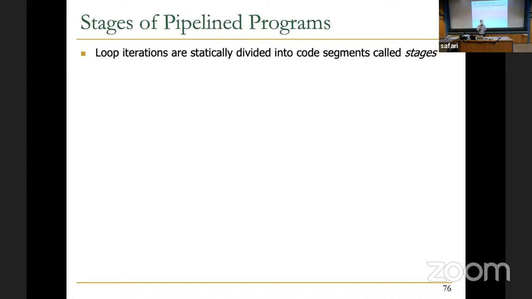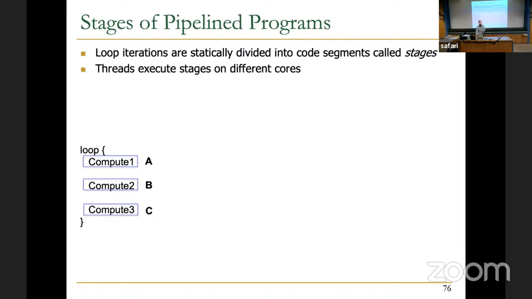Okay, so another way of synchronizing programs is using pipeline programs. This is a way of programming also, actually. Actually, all of these are ways of programming. But you can divide loop iterations statically into code segments called stages. We're going to see more of this when we talk about bottleneck exploration. Let's say there are three computation stages over here. Let's call them A, B, C. And you execute these threads on different cores. Why? You may want to specialize the cores for A, B, C, for example. Or there's some amount of data that A operates on, and that B operates on, that C operates on, and you may want to exploit the data locality.